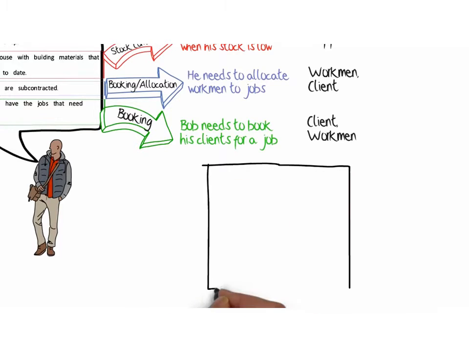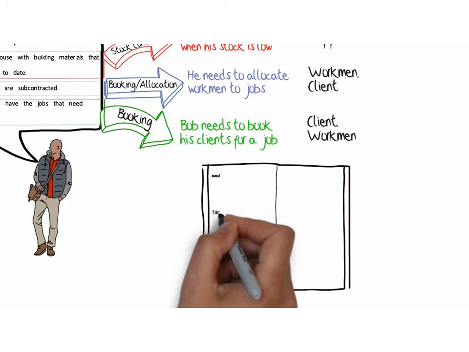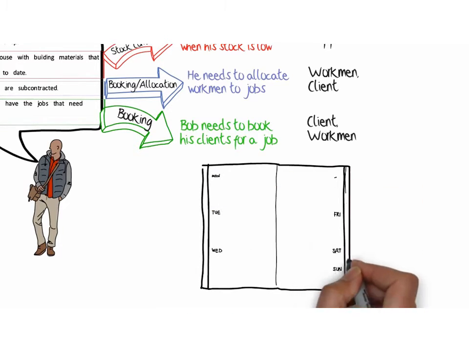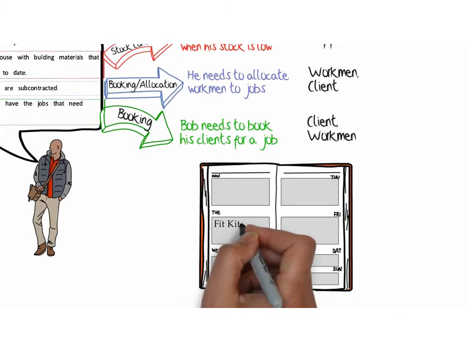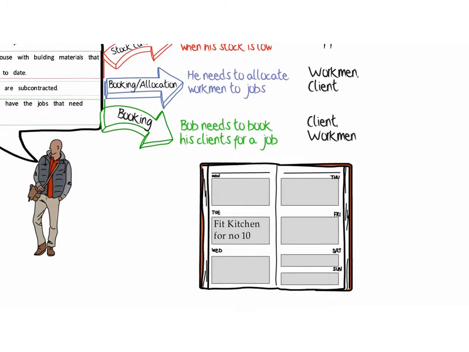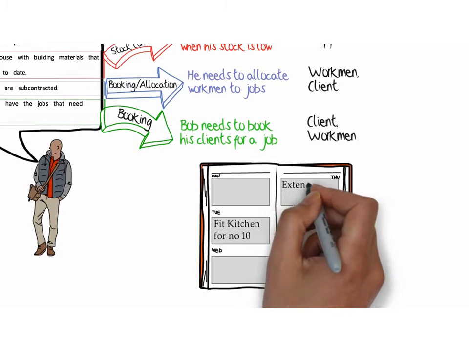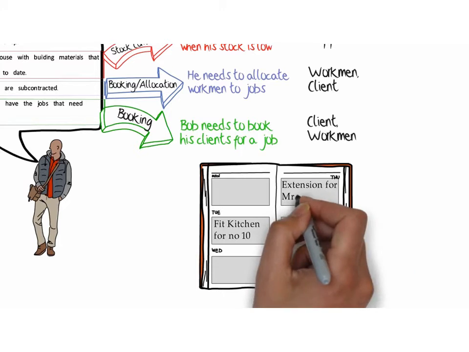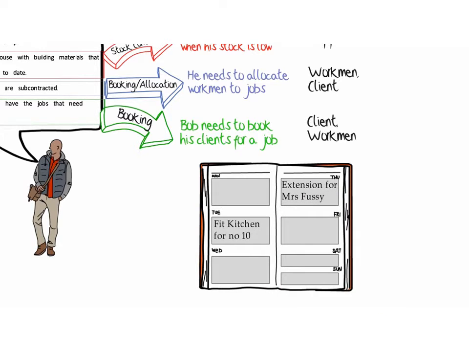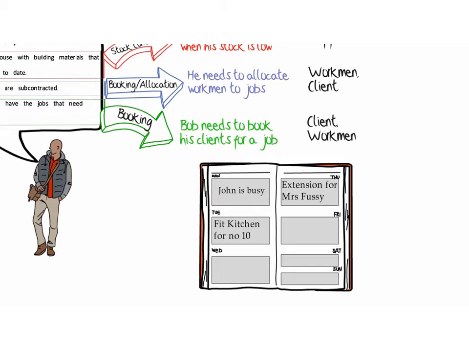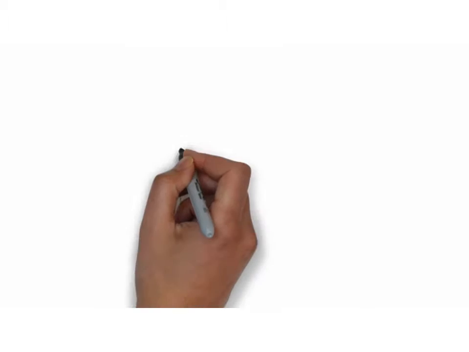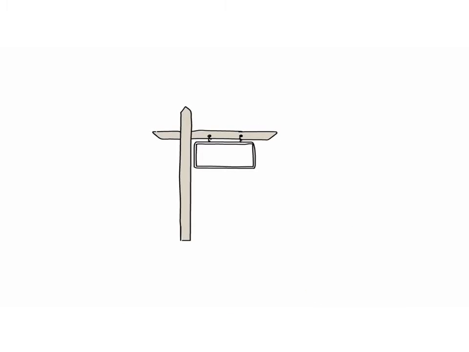Now you may think that the booking allocation of the workman to the client and the client to the workman are exactly the same, but initially he's going to actually have to book in the client before he can book in the workman. And he's also going to have to think about, can I book that job then? Because I might not have the workman. So, though they may look as if they're the same type of booking, it is something that he's going to have to do in two steps.